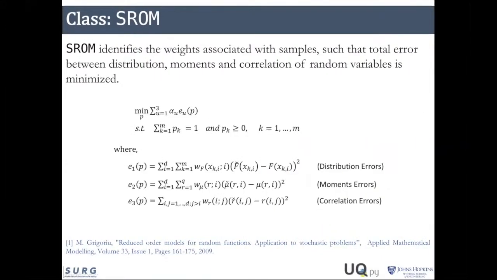In order to find these probability weights, the SROM class solves an optimization problem, which minimizes the error between the marginal distribution, marginal moments, and the correlation between the random variables. These are the equations which represent our objective function.